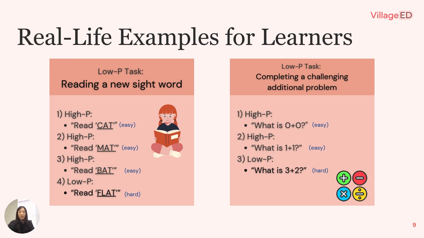So second example over here, our low P task is to complete a challenging addition math problem. Again, let's pretend that I know my learner definitely knows 0 plus 0 and 1 plus 1. Those are high P tasks, super easy for them. So I ask, what's 0 plus 0? Let's say the learner answers correctly, I praise, then I move on. What is 1 plus 1? The learner responds correctly, and then I move on. What is 3 plus 2? And again, if the learner needs some additional support, I can definitely help with that, but we're just building momentum again.